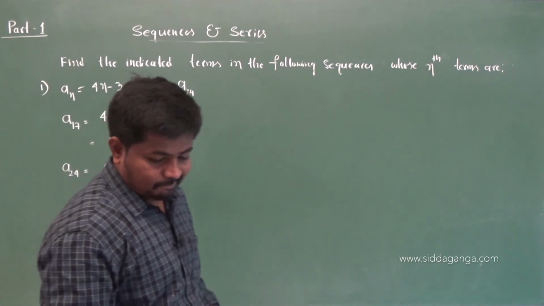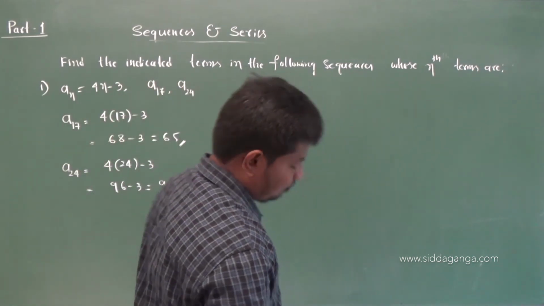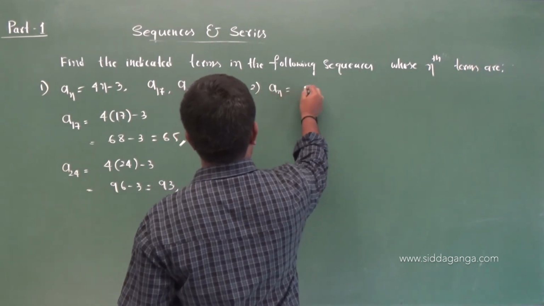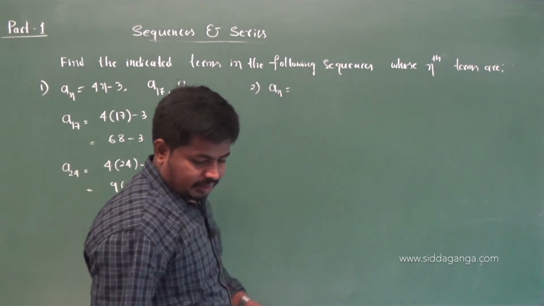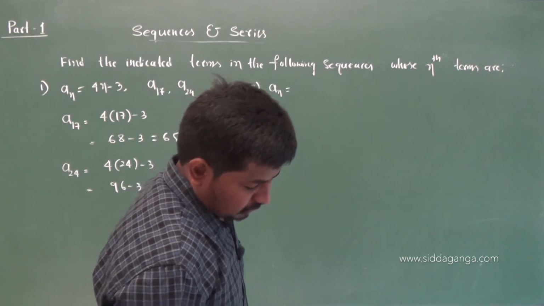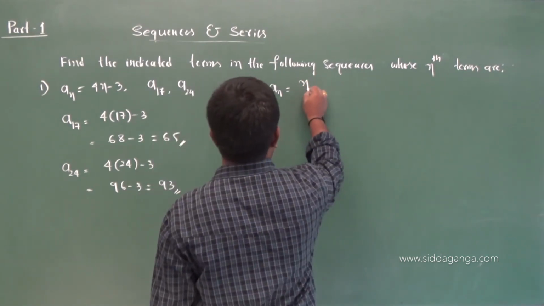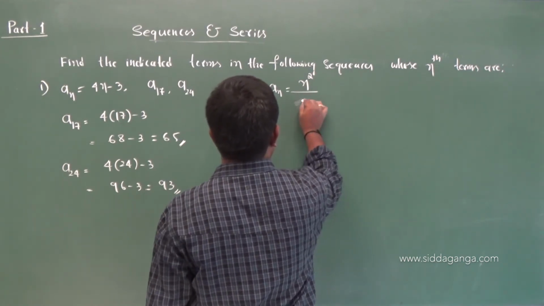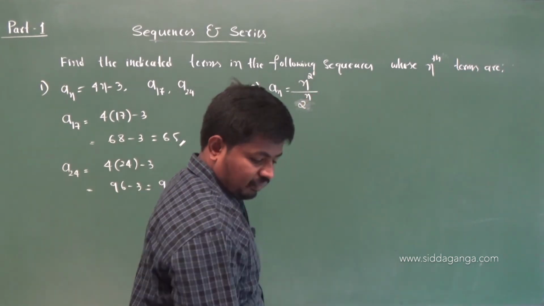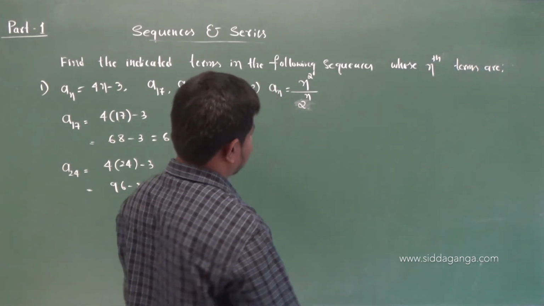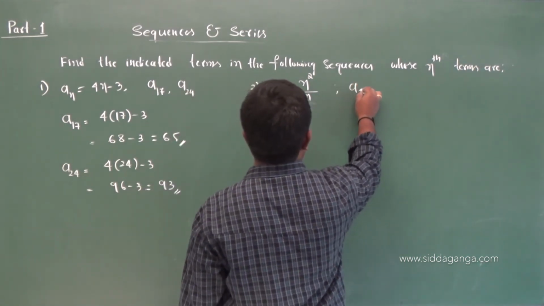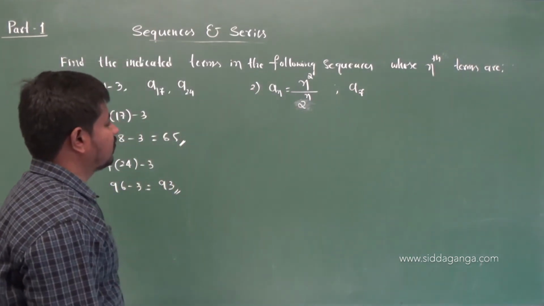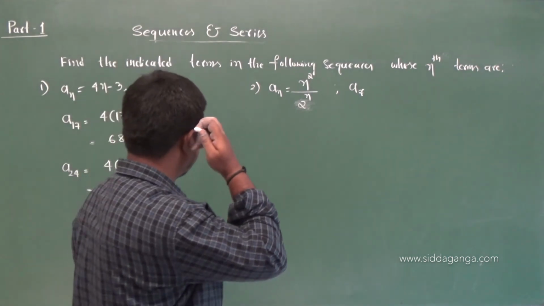Okay, second one. an is n square by 2 power of n. So the indicated term is a7. You have to find the 7th term of the sequence whose nth term is an equals n square by 2 power of n.